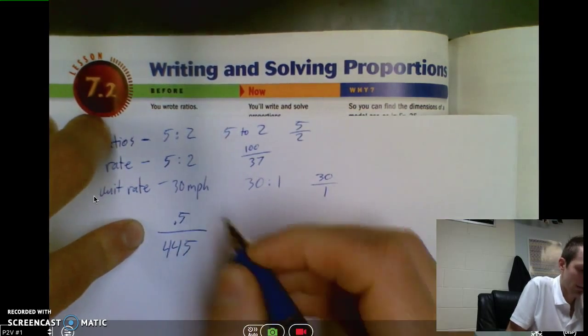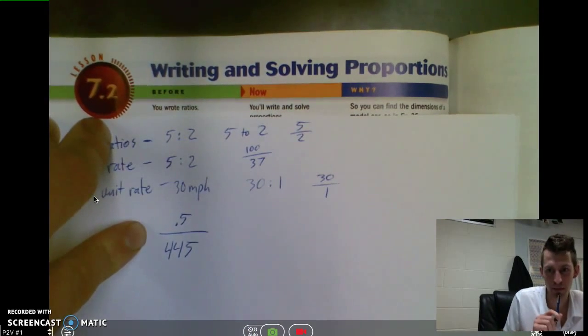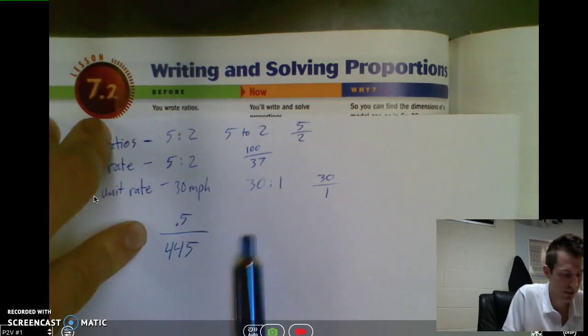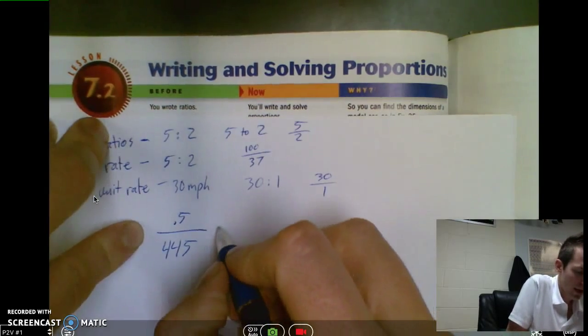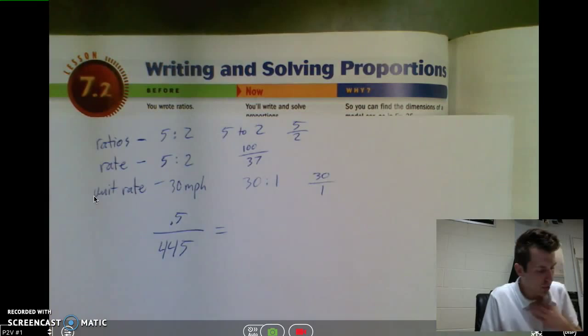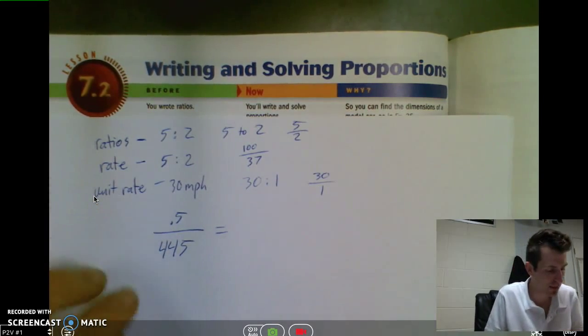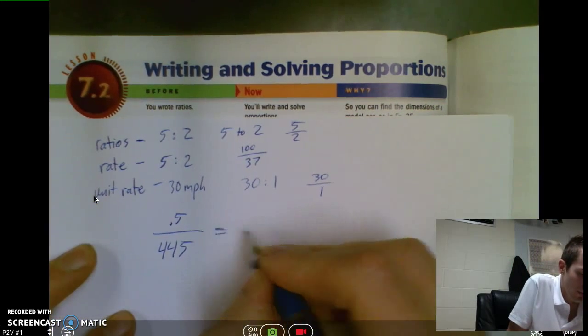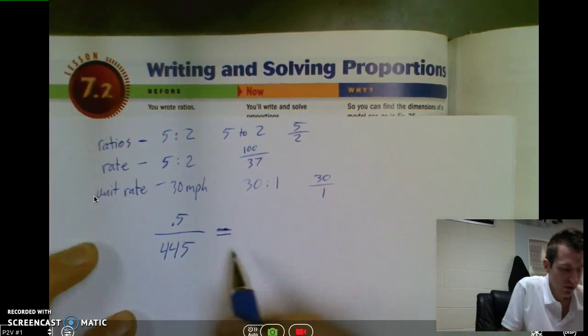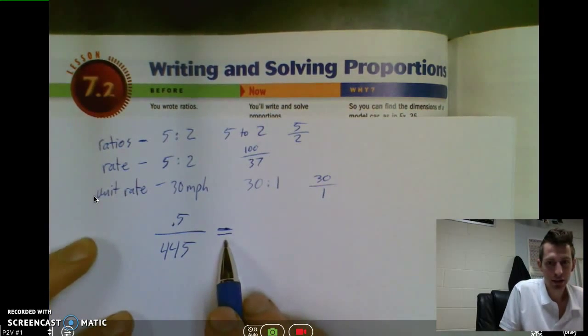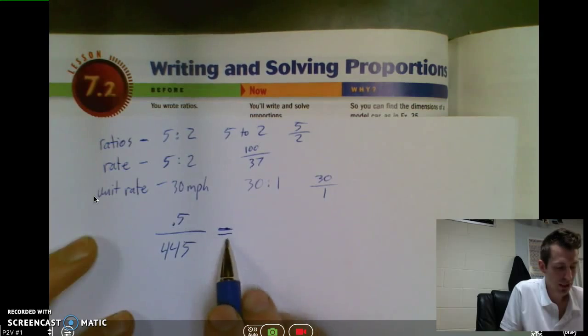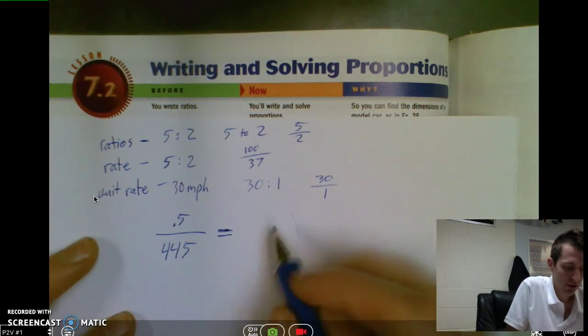It was about 445. Okay, if you were doing this problem, obviously you would use the specific numbers, but just to simplify it, I'm not. So 0.5 is how much it weighs to how much it can carry. Well, a proportion equates 2 ratios, meaning it sets this ratio equal to the ratio of the human.